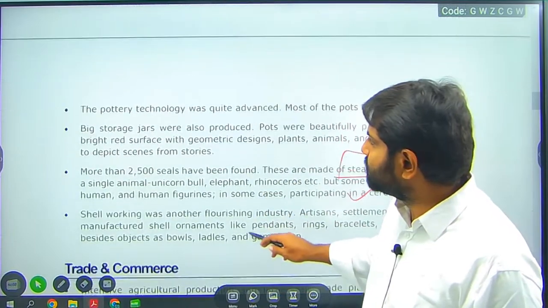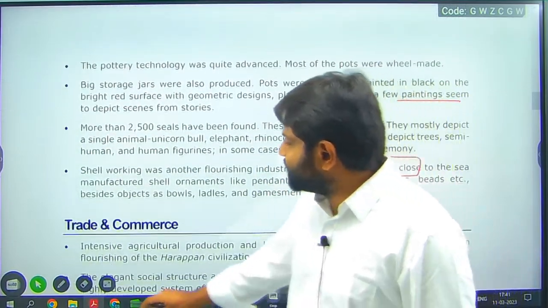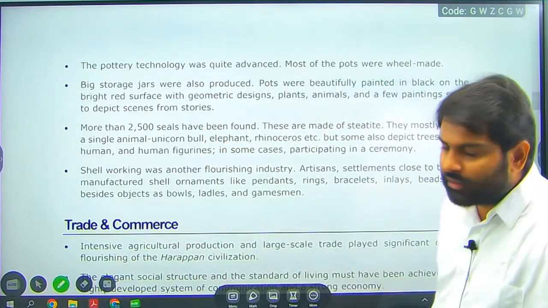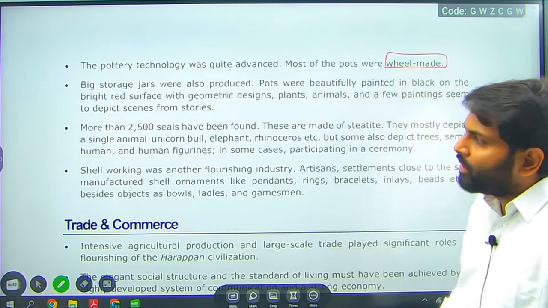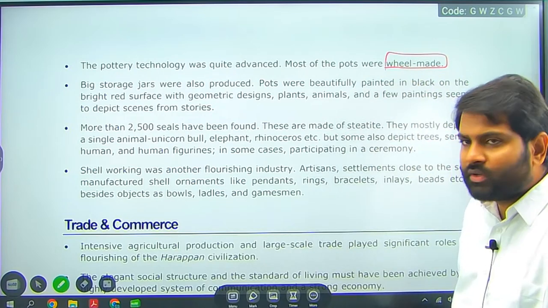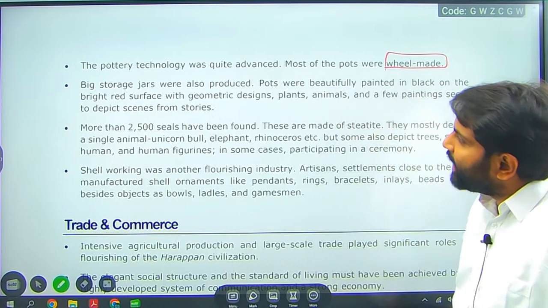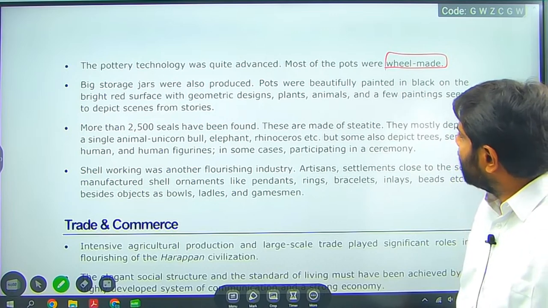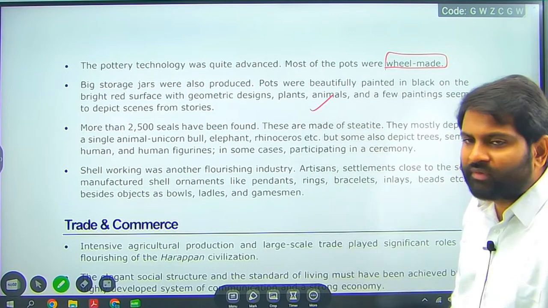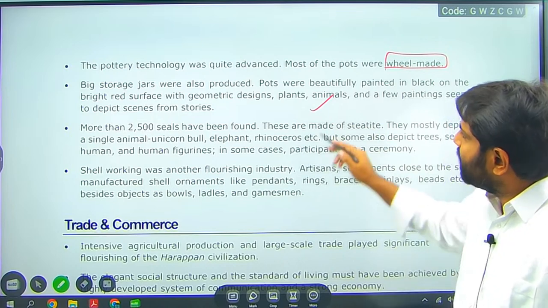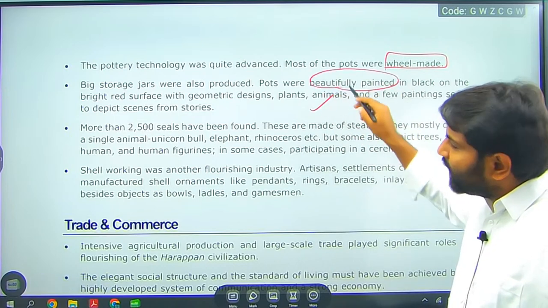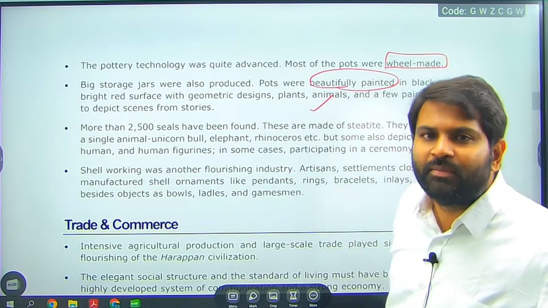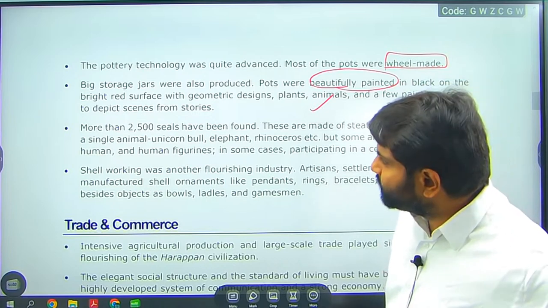OCP, I said. As I said, pottery is a little advanced and it is not handmade but wheel made now. Big storage jars were also produced. Pots were beautifully painted in black on the bright red surface in geometric designs. Plants, animals and a few paintings seen depict scenes from stories. So you can see pots were beautifully painted, unlike those of the Stone Age or OCP where the strokes were not fine.